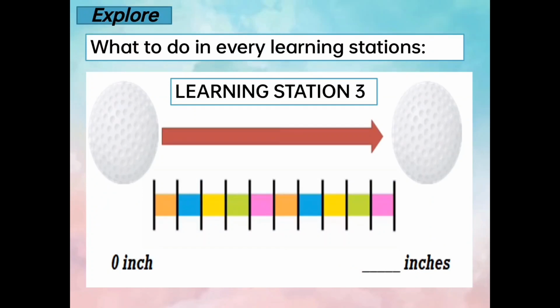In Station 3, draw a line as the reference point of the golf ball. Push the golf ball with a lighter force. Measure the distance. Now push the golf ball with a harder force. Record the distance and compare the data.